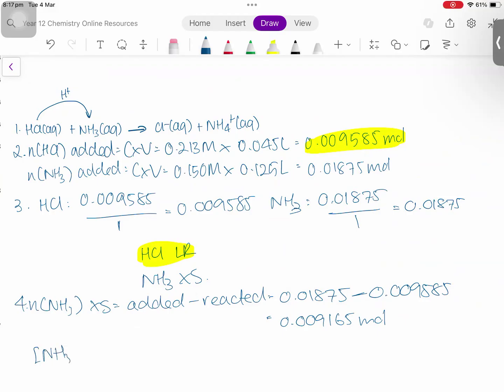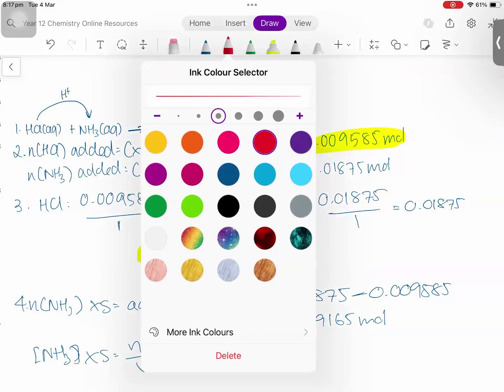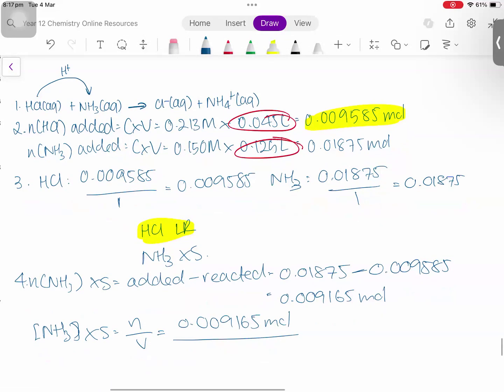So the concentration of NH3 in excess is moles over volume, which is 0.009165 mole divided by, at this point in the question, you've mixed the HCl and the NH3. So your volume isn't just the volume of NH3 anymore, like they gave you in the question. It's the total volume after you mix the two together. So your denominator this time is going to be the 0.045 for the acid plus the 0.125 from the base because they mix together. So what is your concentration of NH3 in the total volume?